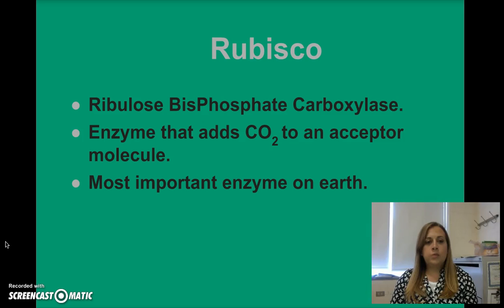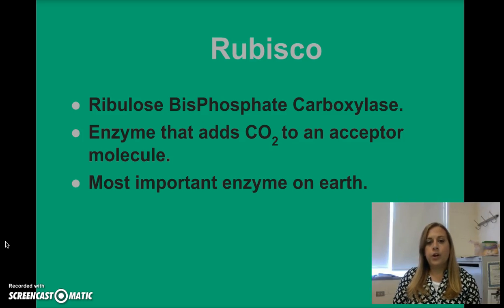We want to talk really quickly about something called RuBisCO, an enzyme. So the full name is ribulose bisphosphate carboxylase, and this is an enzyme that actually adds carbon dioxide to an acceptor molecule. Some people say this is the most important enzyme on Earth. And the reason for that is because it's what's pulling this carbon dioxide into the process of the light-independent reactions, or the Calvin cycle. And because that carbon dioxide is pulled in, you are able to make sugars and provide energy for everything on Earth.